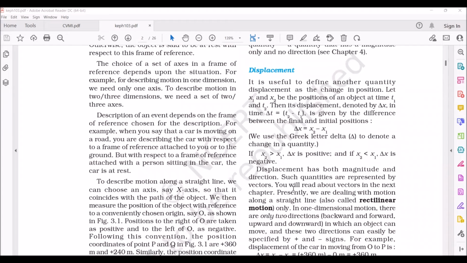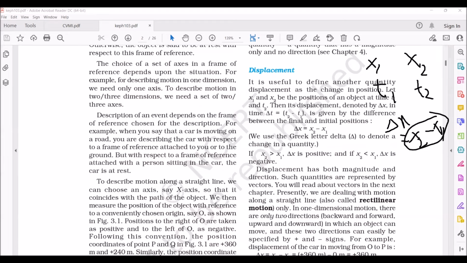Next, we are discussing displacement. Displacement means the change of the position with respect to the time. If an object started from x1 and moved to x2, and the initial time is t1 and the final time is t2, the time taken by the object to move from x1 to x2 is t2 minus t1. So the distance traveled by the object is delta x is equal to x2 minus x1.